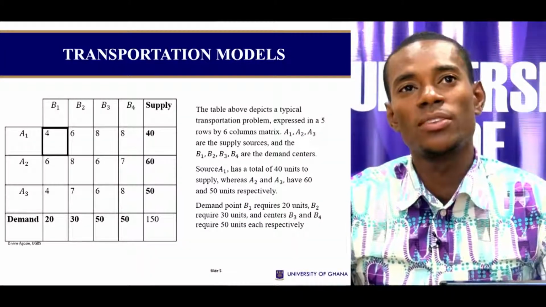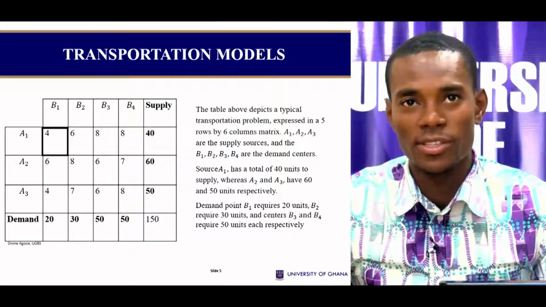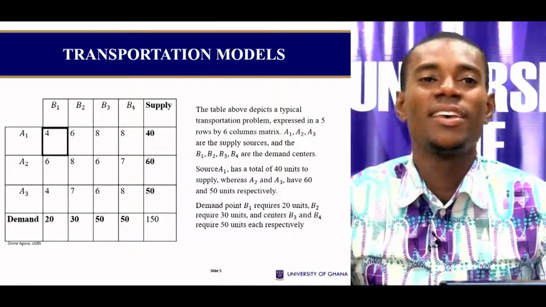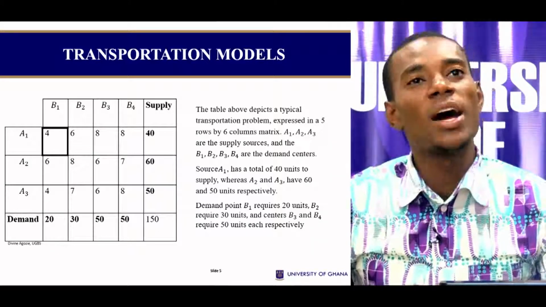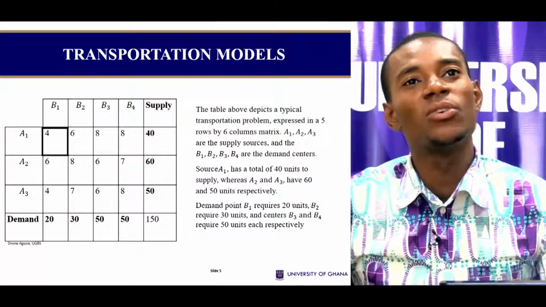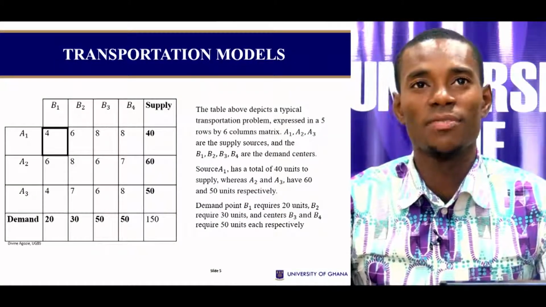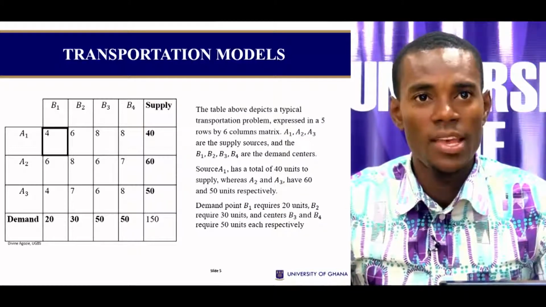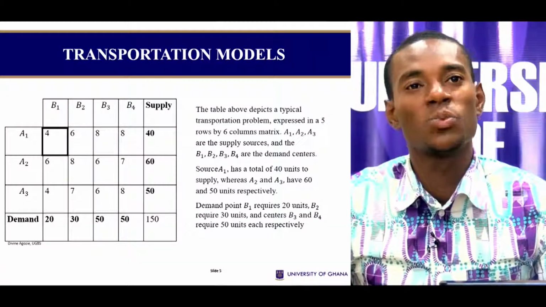So the columns represent the demand centers, the rows represent the supply centers. Now, if you look at this, we're saying that A1 has a total supply of 40. A2 has a total supply of 60. And A3 has a total supply of 50. Now, B1 requires 20 units. B2 requires 30. B3 requires 50. And B4 requires 50.